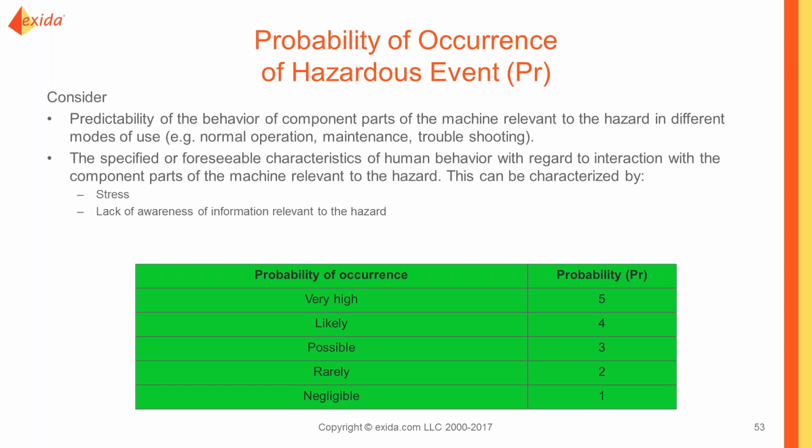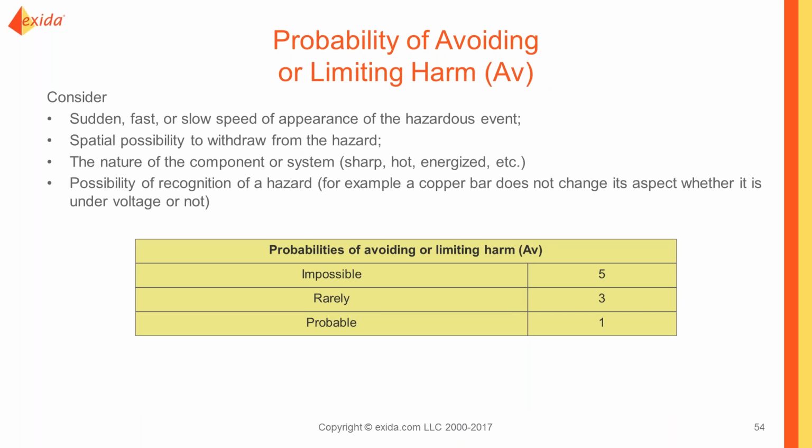Probability of occurrence, so how likely is it that this will occur? So specified and foreseeable characteristics of human behavior. We can look at stress, lack of awareness. Again, a range between negligible and very high. And then finally, probability of avoiding or limiting the hazard. Is it possible that if somebody gets into this dangerous situation, they can avoid it? That would be low. If it's impossible, that would be high. Again, a 5. The higher the rating, the more risk associated with it.